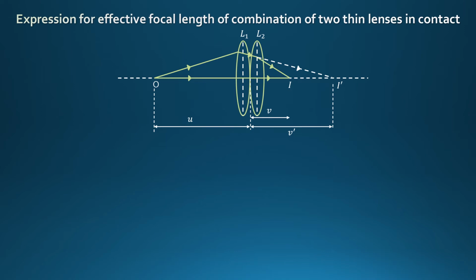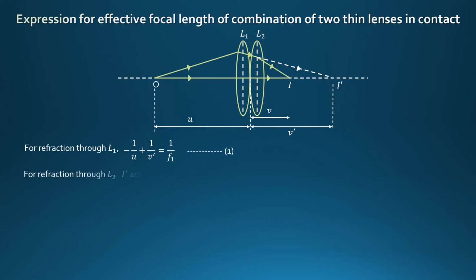We consider O as a point object on the principal axis at a distance u from the combination. In the absence of lens L2, I dash is the real image of O at a distance V dash from the combination. Now for refraction through L1, we can write minus 1 by u plus 1 by V dash is equal to 1 by f1. We consider this as equation 1.